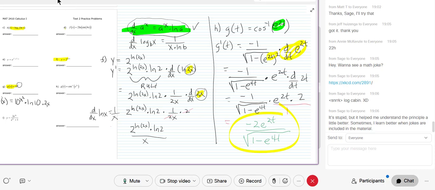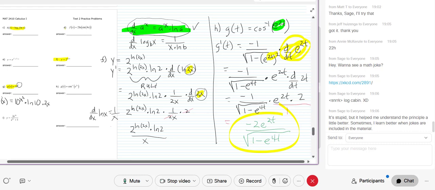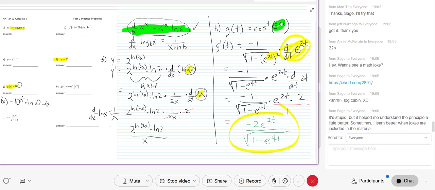So again, with this problem, it's a chain rule because it's the derivative of inverse cosine of a function inside. That's why I'm multiplying by the derivative of e to the 2t. Okay, so Annie, you understand what I did on that? And everybody else?